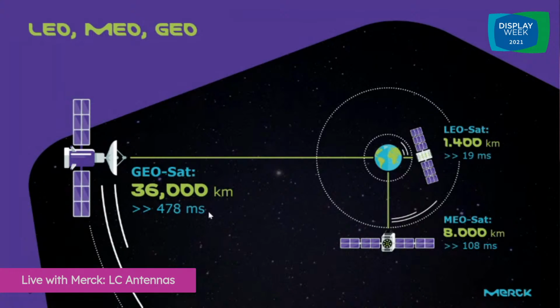Then we have satellites in lower orbits, closer to Earth. The GEO satellite is 36,000 kilometers from Earth, so the signal travel time there is pretty long. It's a millisecond, and it's not really suited for real-time online activities. But you can go to MEO satellites that are closer, or LEO satellites that are much closer.